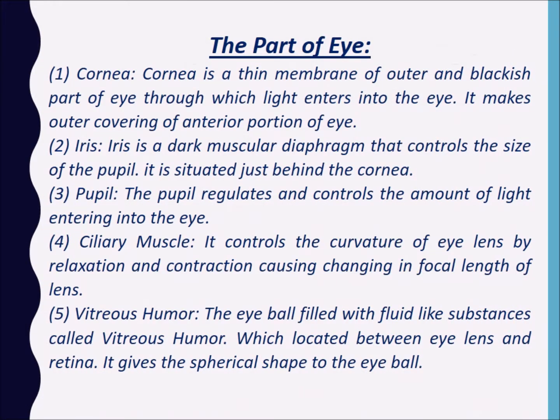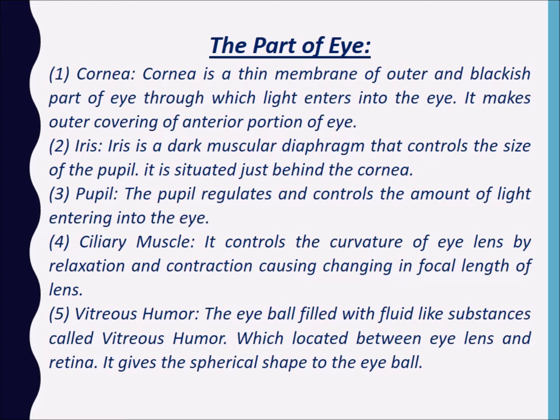The parts of the eye. 1. Cornea. The cornea is a thin membrane, the outer and transparent part of the eye through which light enters the eye. It makes the outer covering of the anterior portion of the eye. 2. Iris. The iris is a dark muscular diaphragm that controls the size of the pupil. It is situated just behind the cornea.